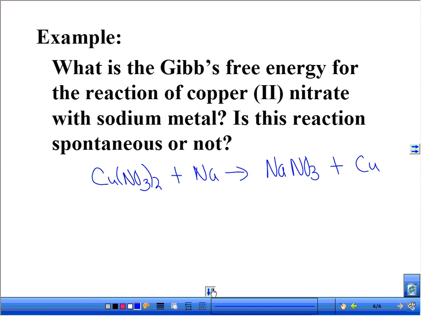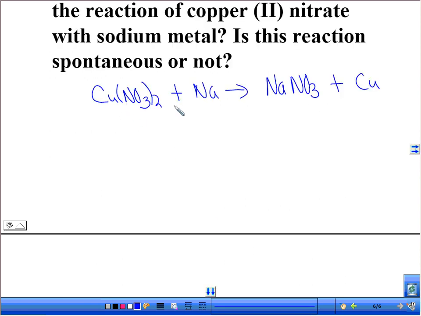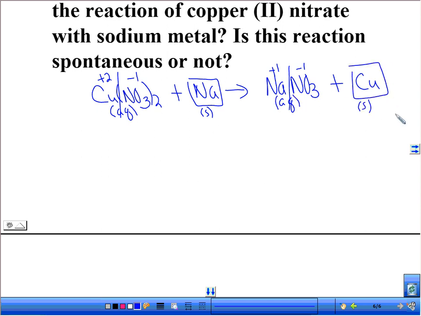Now if you will do net ionic, it will make this a lot easier. Hopefully you can see we're going to slash this because we slash all nitrates. We slash them, we put their charges. Technically we label them aqueous. This is a piece of metal, so he gets boxed, no charge on him. He is a solid. This is aqueous because of that nitrate again, and this is a piece of metal labeled solid, no charges.